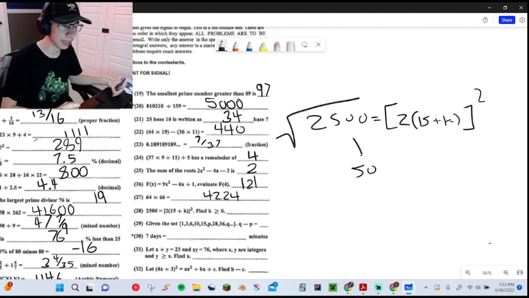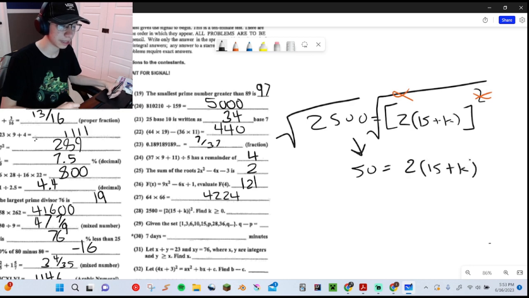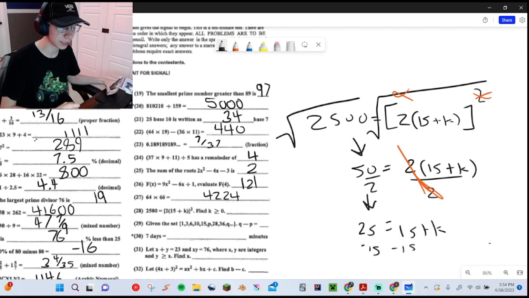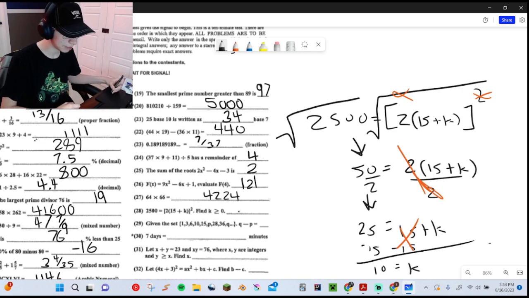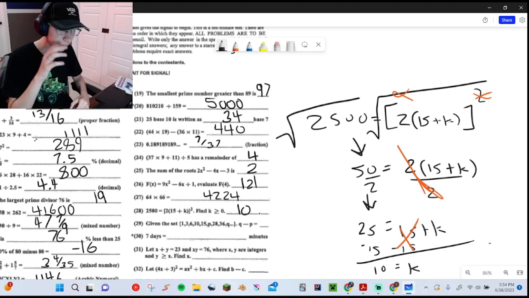If I square root this, I get 50. I square root this, and the square root and the square cancel out. 50 is equal to 2 times 15 plus k. I divide by 2 on both sides. So these cancel out. This gets me 25 equals 15 plus k. I subtract 15 from both sides. These cancel out. I get 10 equals k. So k is my answer.